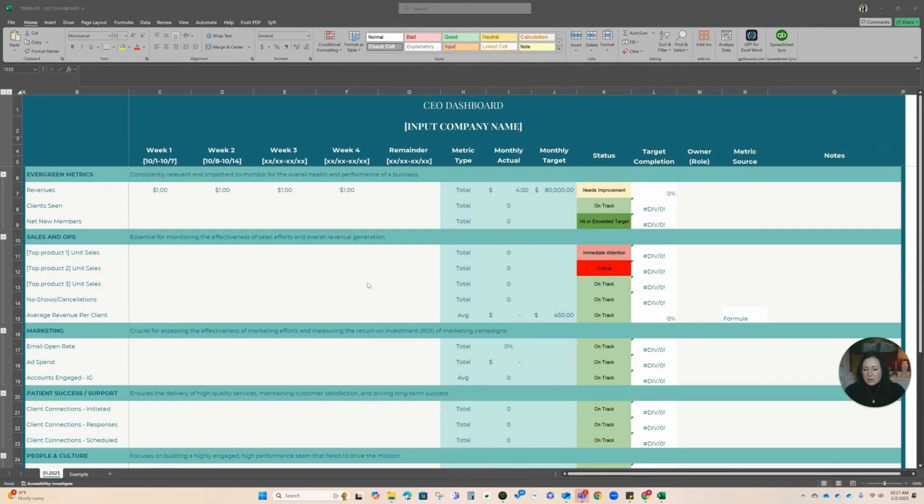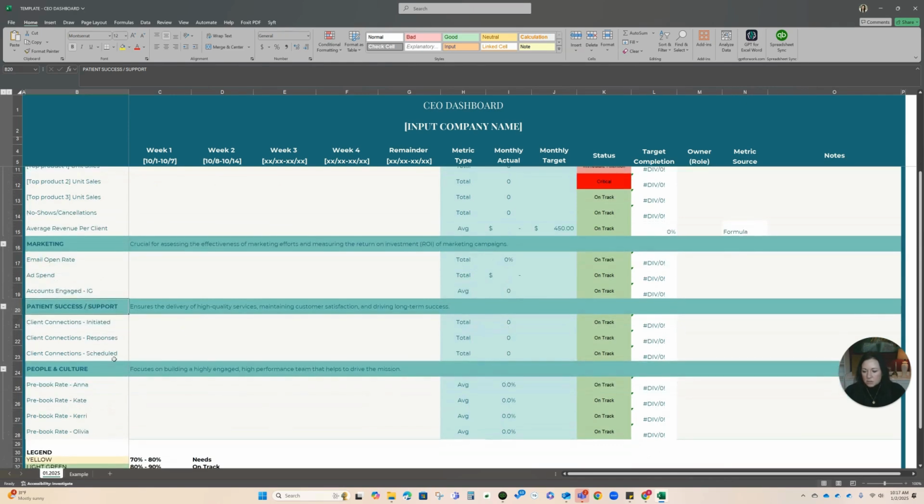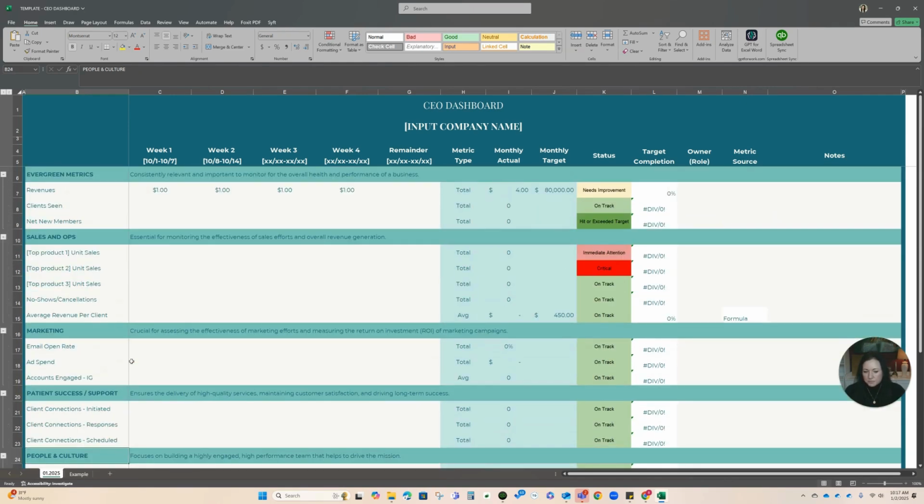Again, customize this to where it's going to make the most impact for you. Again, we want it to drive actions and to drive your ability to be a better leader, right? So we have sections on here: evergreen metrics, sales and ops, marketing, patient success support or client or customer success support, and then people and culture.